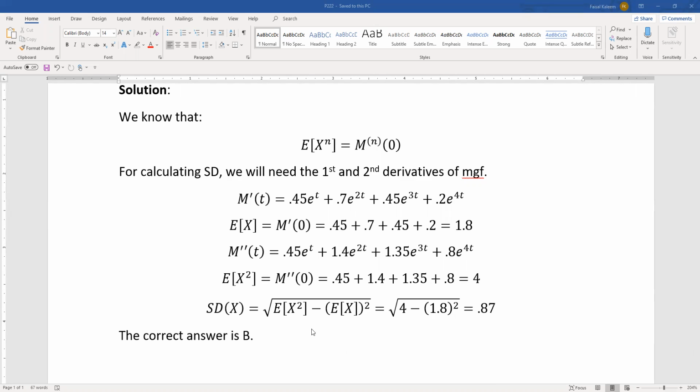So the standard deviation is the square root of E of X squared minus E of X, whole squared. And we get the square root of 4 minus 1.8 squared, and it's 0.87. That's choice B.